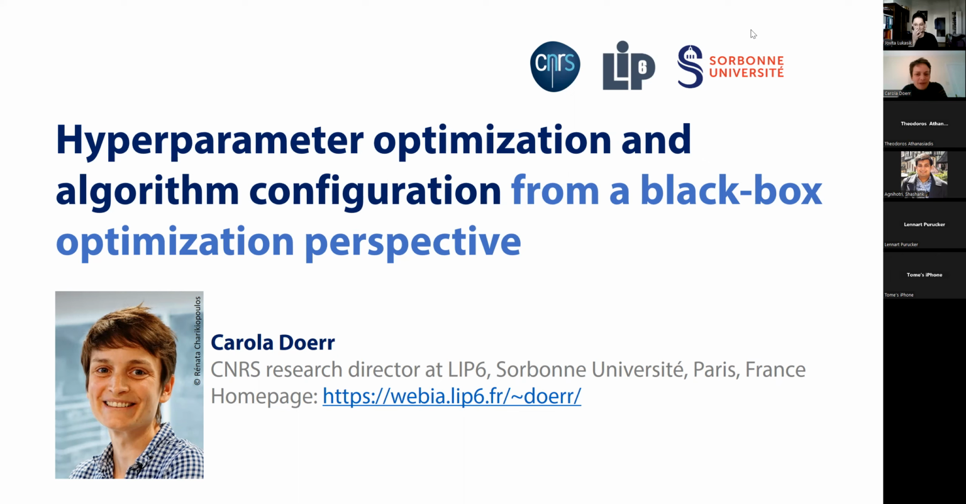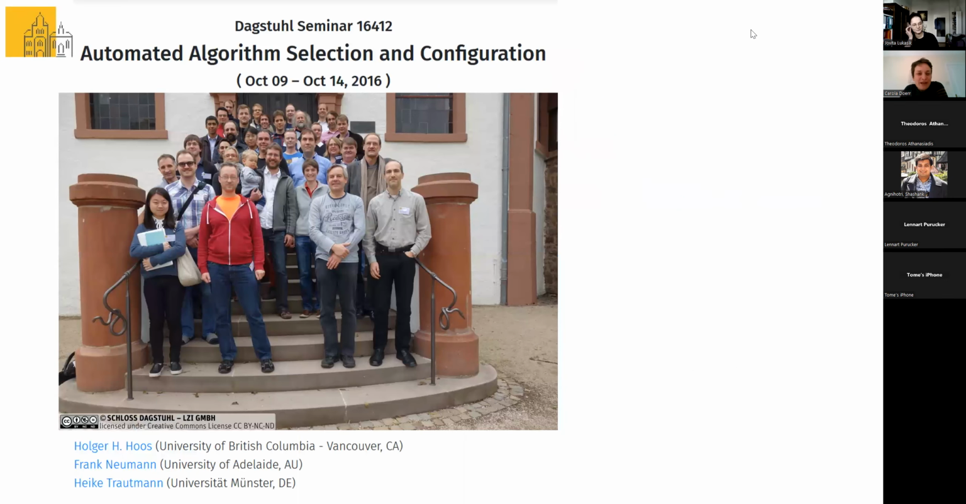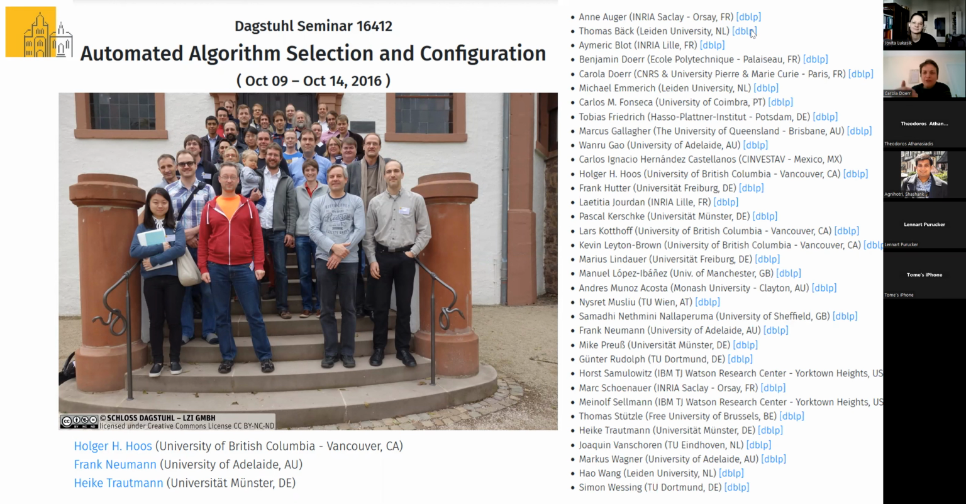Maybe just a bit of an unusual talk for this seminar series, because I'm not really an AutoML person, if you wish, but I consider myself more an optimization person. So how come I'm invited to this seminar? Maybe a little bit of history. My first encounter with AutoML was back in 2016, 6.5 years ago, when Heike Trautmann, Holger Hoos and Frank Neumann organized a Dagstuhl seminar on automated algorithm configuration and selection. And when you see the list of attendees, you will recognize quite a few names.